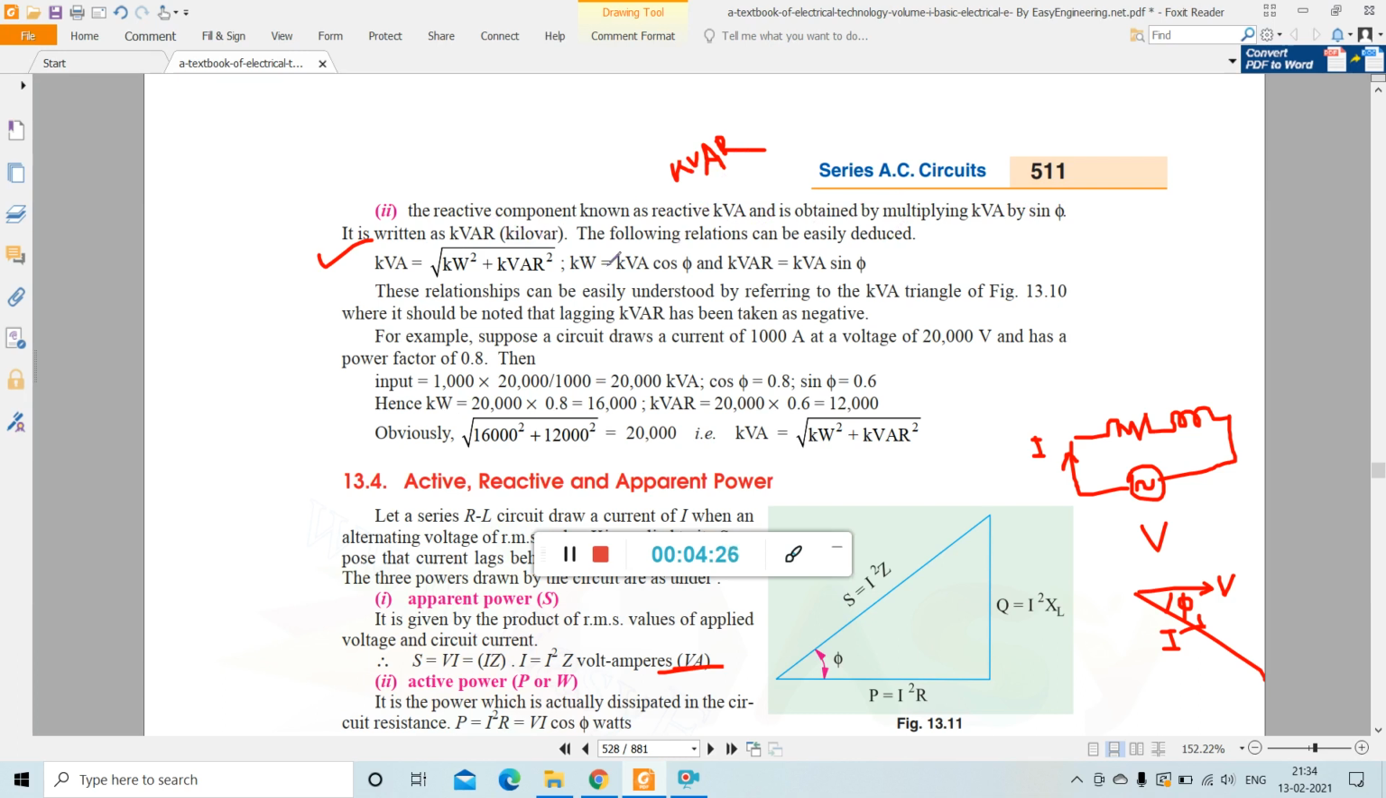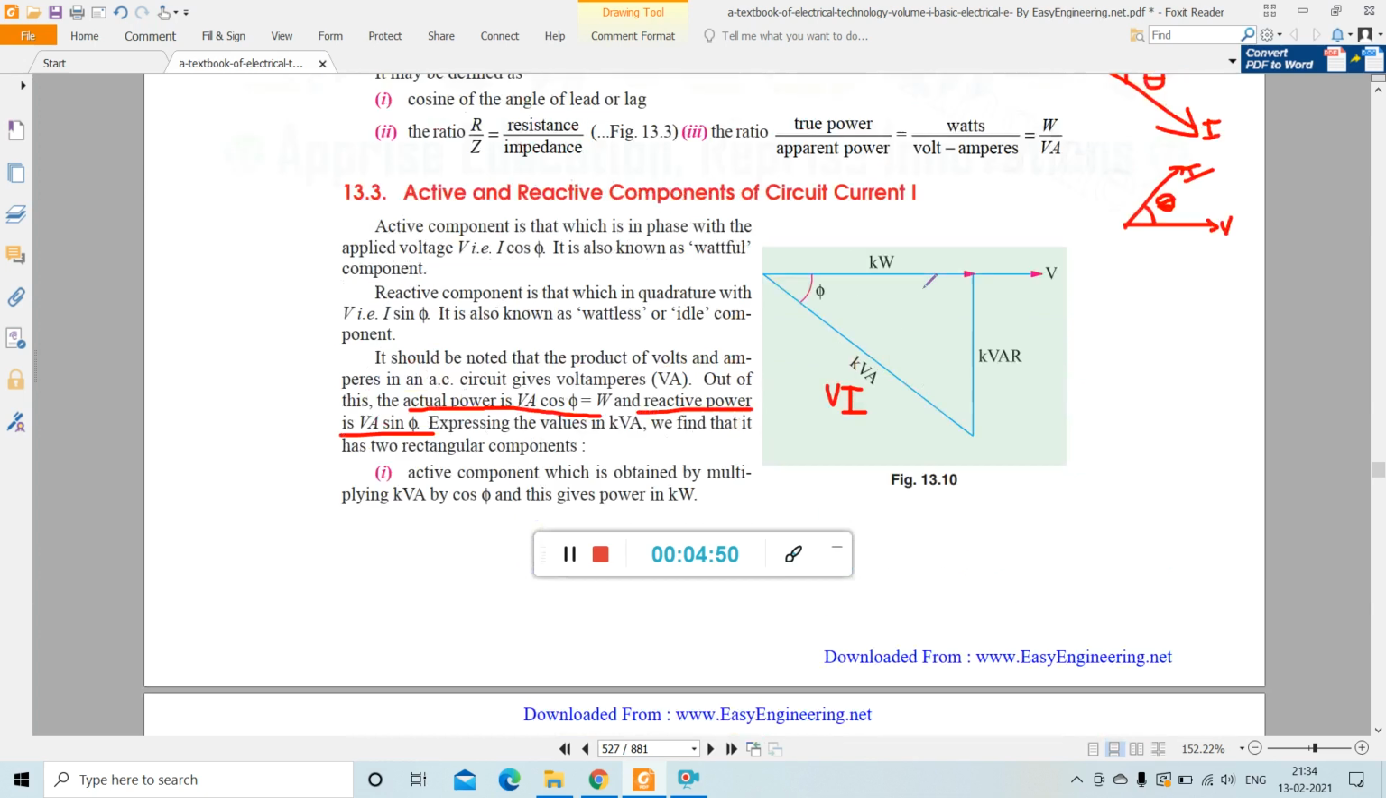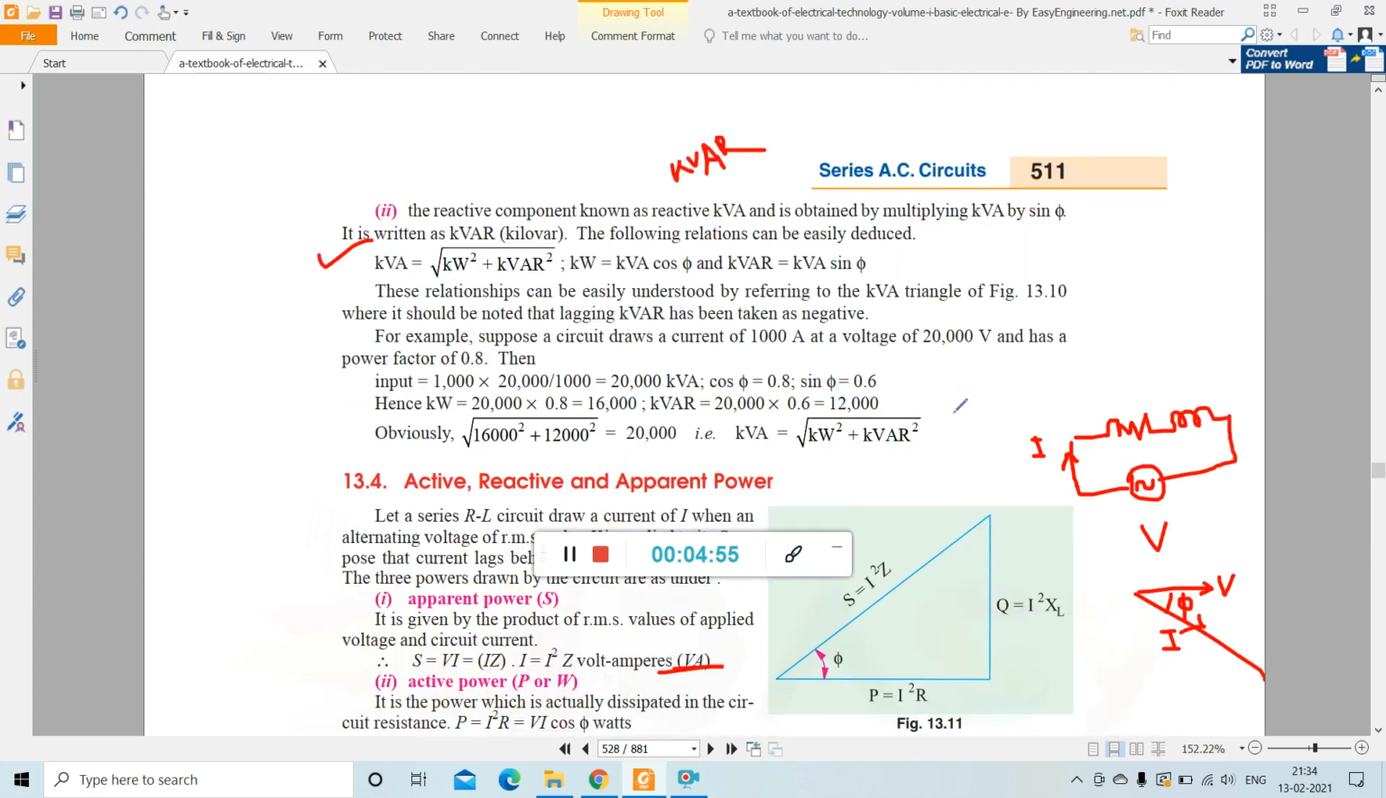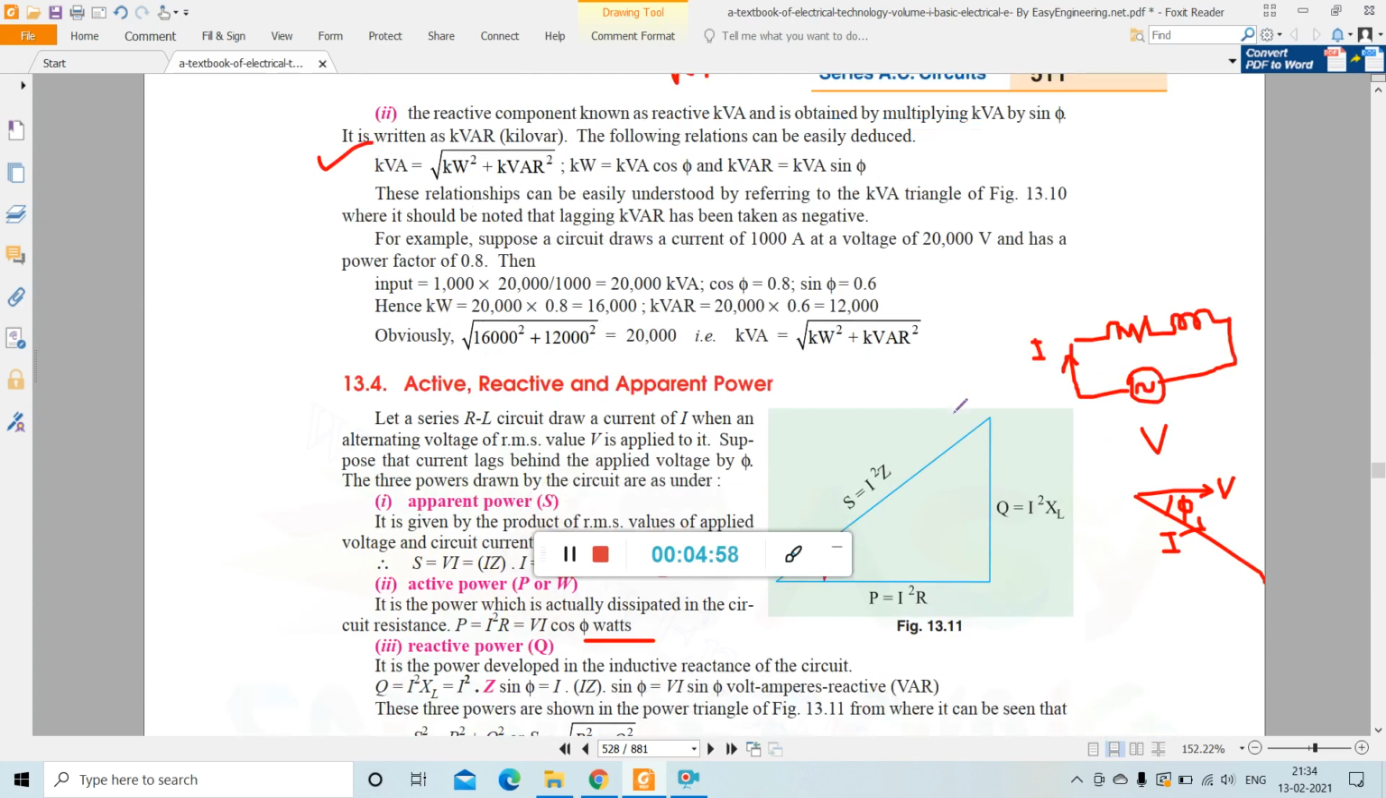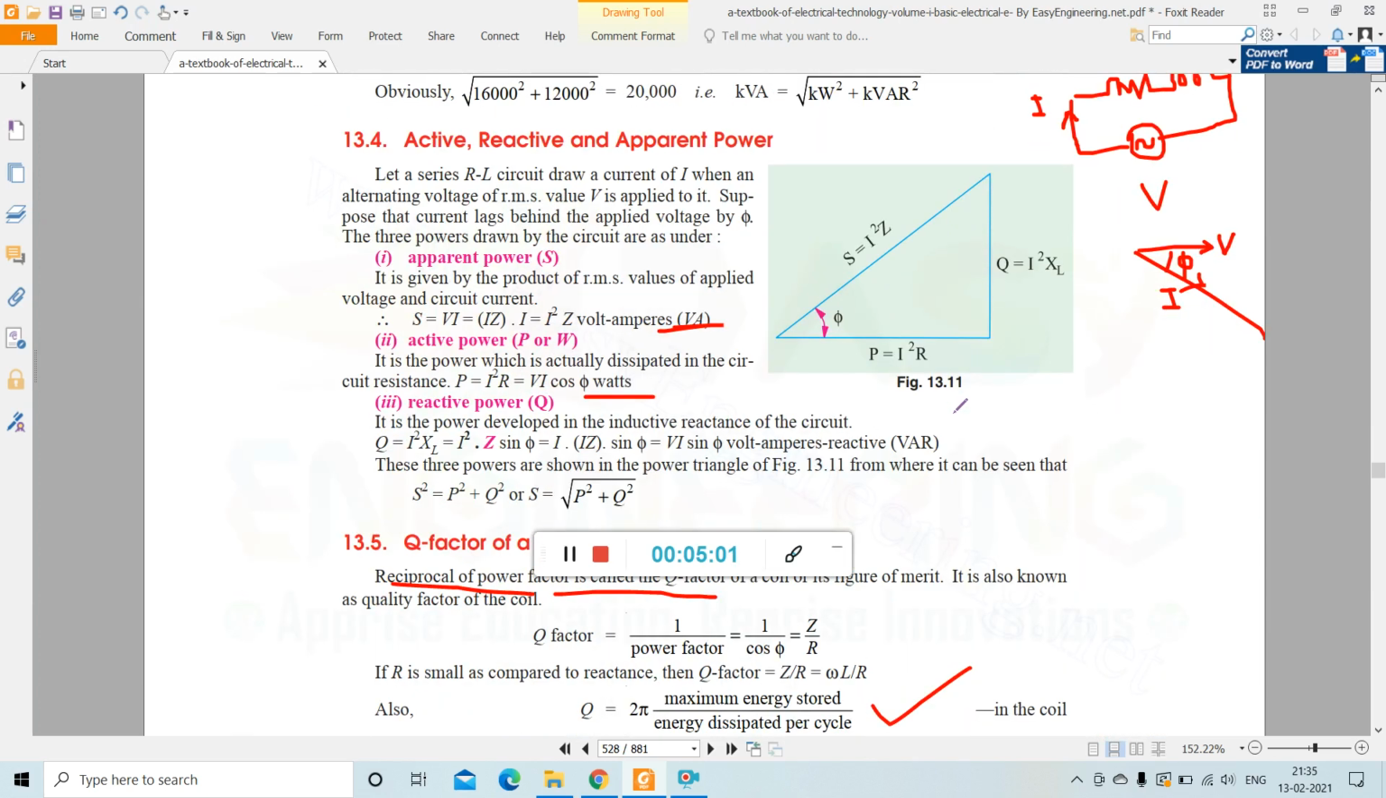So the relation concluded among these three is that kVA is equal to the square root of kilowatt square plus kVAR square. Kilowatt is kVA cos phi, and kVAR is kVA sin phi. This relationship can be easily understood by the kVA triangle. So this is our kVA triangle. Is it clear up to this point? Then next is the different components of power.